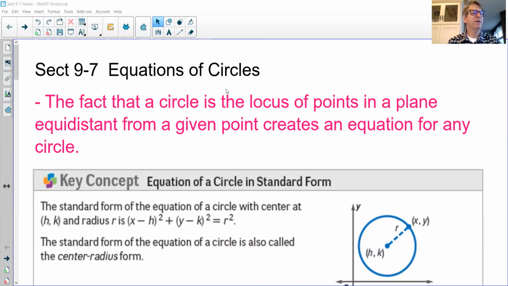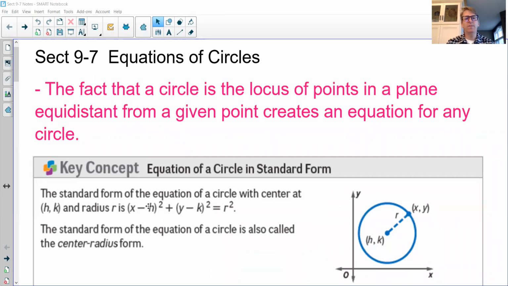And the first thing we're going to talk about is the fact of a circle, that a circle is the locus of points in a plane equidistant from a given point. That creates an equation for any circle. So our key concept is right here: the standard form of the equation of a circle with center at h, comma k.